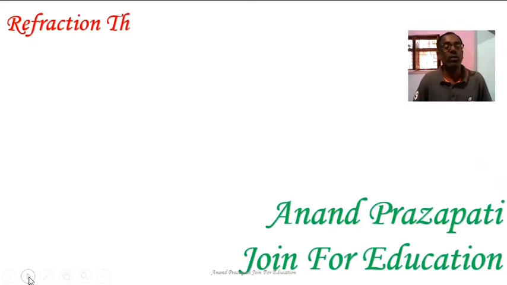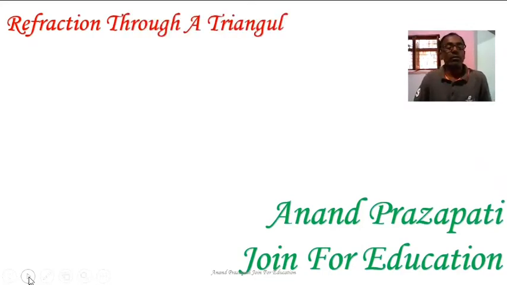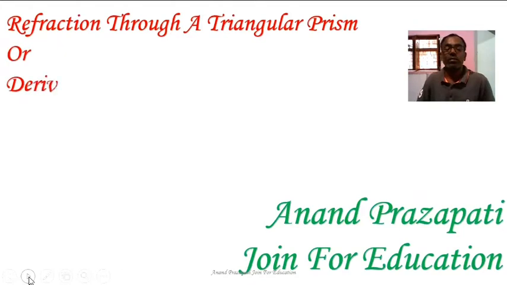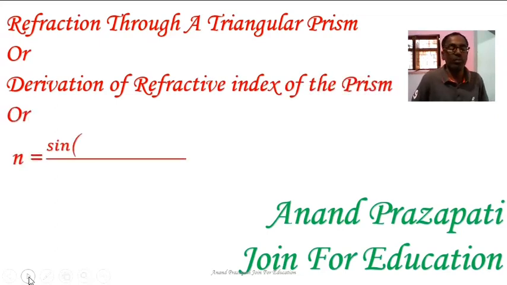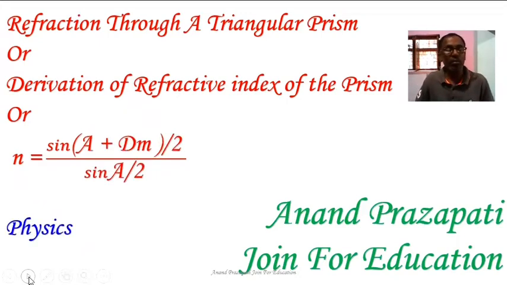Today I am going to discuss refraction through a triangular prism, or the derivation of the refractive index of a glass prism. We calculate the value of the refractive index of the triangular glass prism: n equals sin of (A plus Dm) by 2, divided by sin A by 2. Here A denotes the refracting angle of the prism and Dm denotes the minimum deviation.